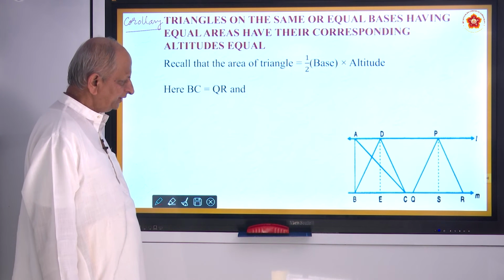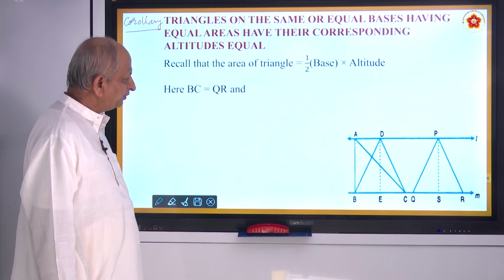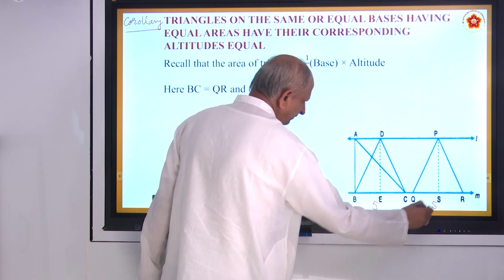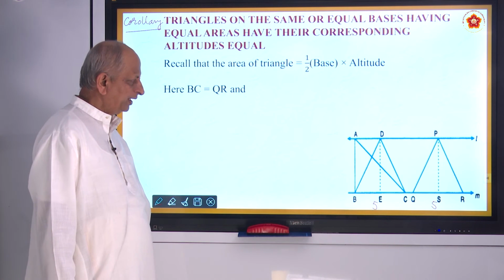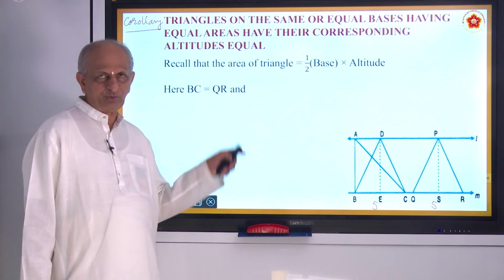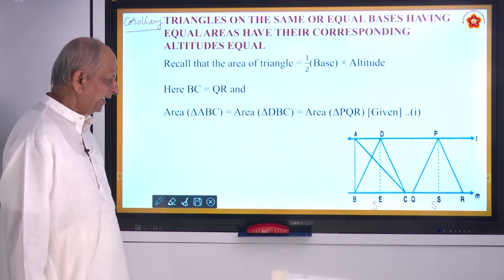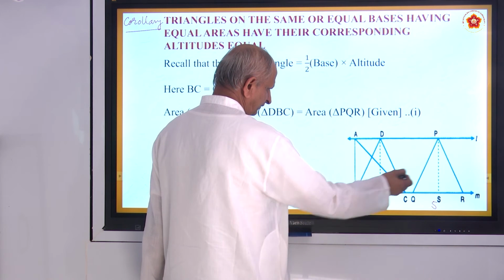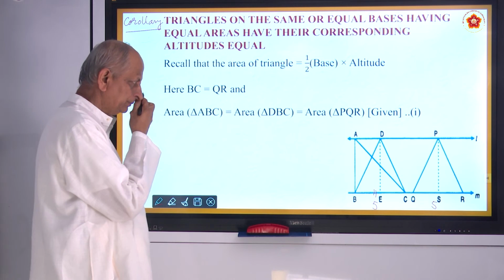So here BC is equal to QR because they have equal bases. Suppose BC is 5, QR also is 5. That is the meaning. And you have to prove that the height is also equal, DE is equal to PS. For that, you are given BC is equal to QR. And we know that area of triangle ABC is equal to area of DBC. Just now you have proved this in the previous theorem, because same base between same parallels. It is given.